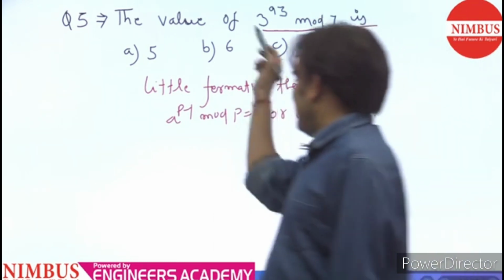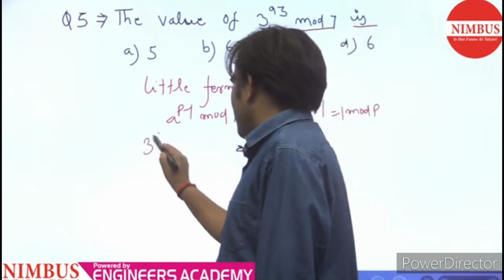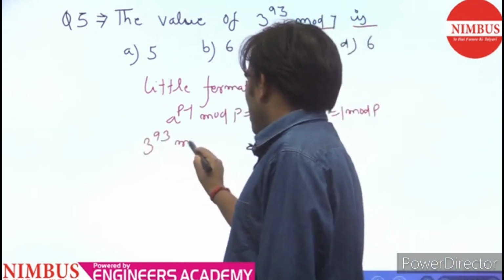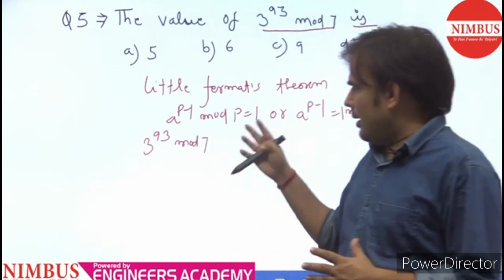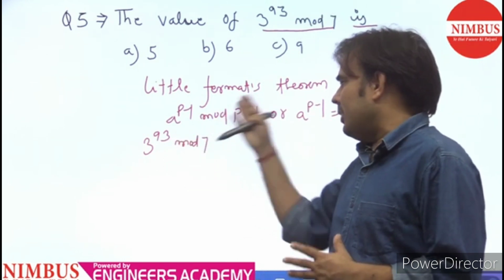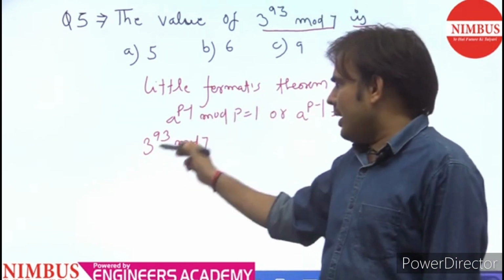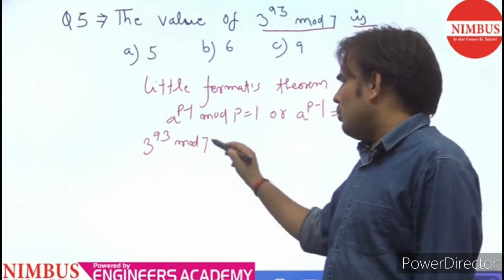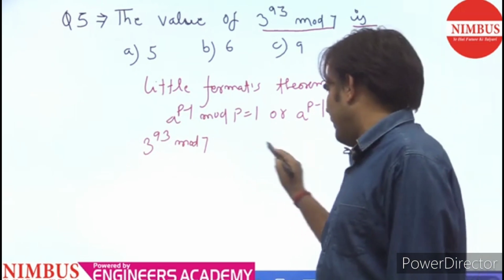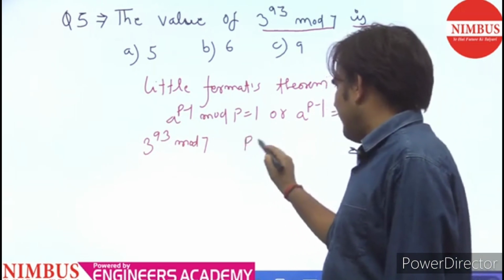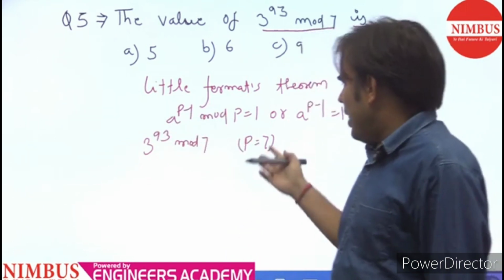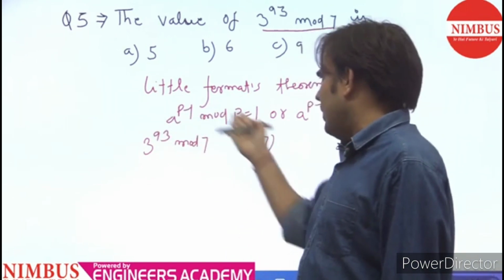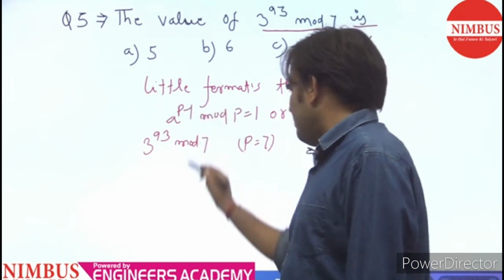So take the expression. The expression is 3 to the power 93 mod 7. I am going to compare this with the theorem. Here a equals 3, and p equals 7. So I am going to apply this p value in little Fermat's theorem.